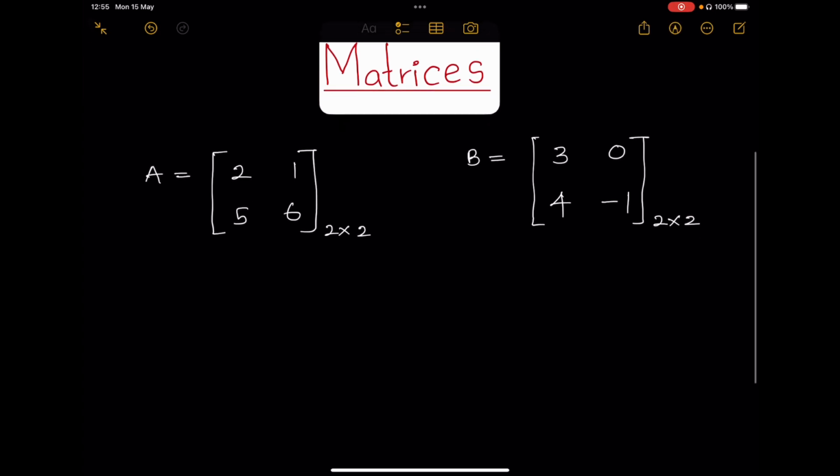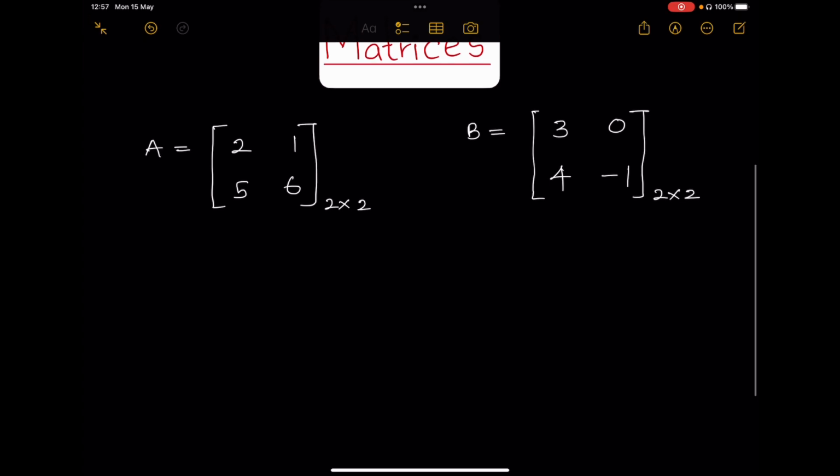For addition and subtraction of two matrices, their orders should be equal, or else we can't perform these operations on these two matrices. So, order of A equals order of B. What is the sum of matrix A and B?